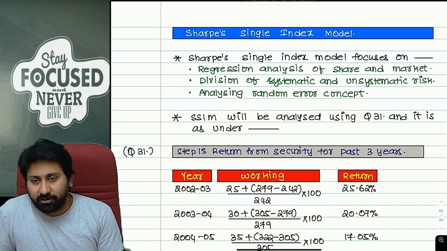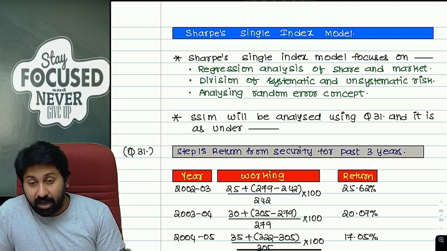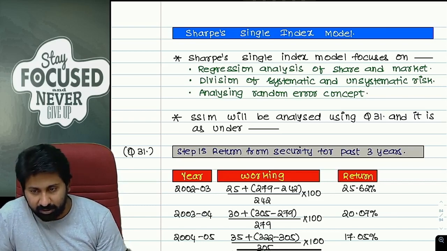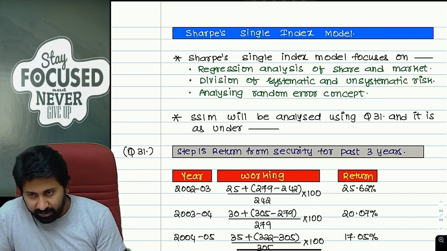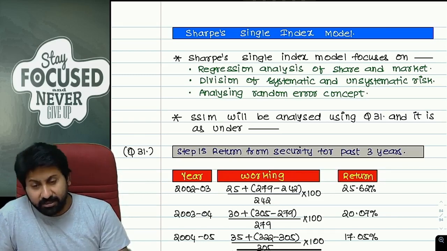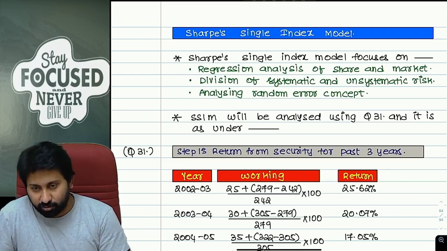Without taking much of your time, from the exam's point of view, what is really required, and without deviating the conceptual clarity of the Sharpe's single index model, I am going to today cover the entire Sharpe model using one question from my study material. I mean, I didn't frame this question. This was taken from the institute question only.